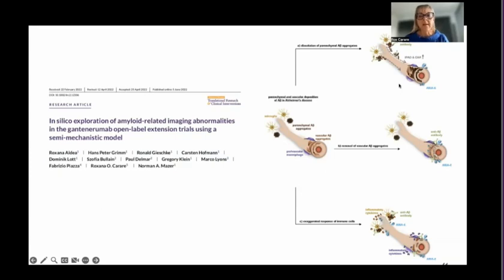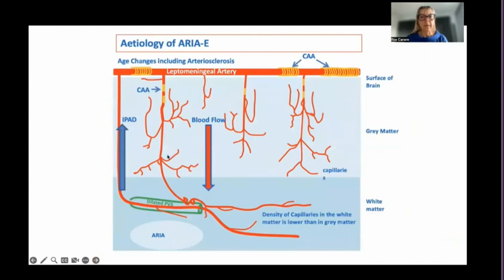Possibility number one is that the solubilized A beta further blocks the already impaired IPAD and worsens CAA. Possibility number two is that the antibodies, of course, attack the cerebral amyloid angiopathy itself, creating thus edema, and in this case, the possibility of ARIA-H. And the third possibility is that the exaggerated immune response will also create local edema.